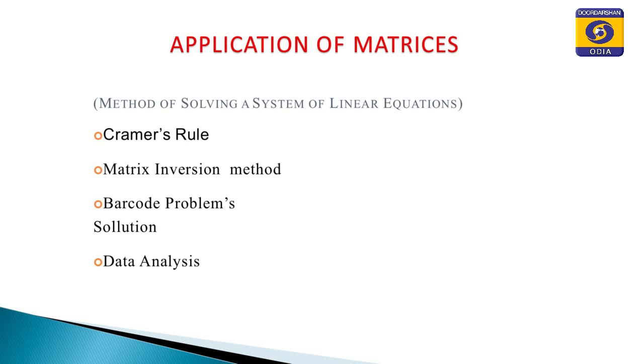Application of the matrices. By applying matrices and determinants, we can solve a system of linear equations. There are some methods for solving a system of linear equations. The first method is Cramer's rule, which depends upon determinants. Another is the matrix inversion method, which depends upon the matrices, with applications like barcode problem solutions and data analysis.